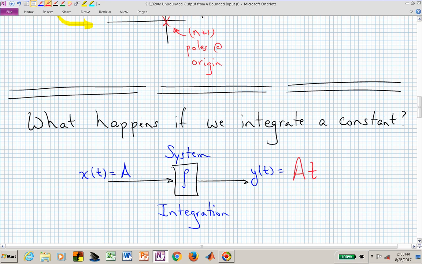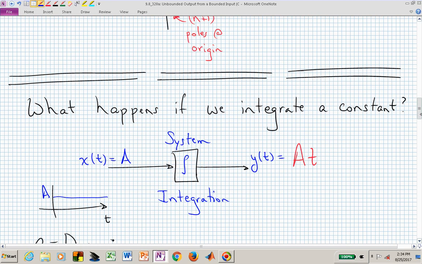And that's growing with time. You can think of that as now you have a constant input signal, and what are you doing with an integrator? Well, you're just adding up the area underneath that constant. Here is our constant, and as we continue to add or integrate area, then we simply get At at the output. That should be somewhat intuitive from our calculus.